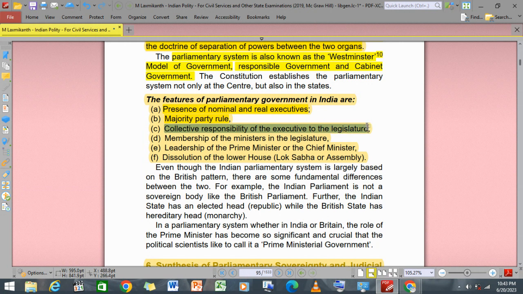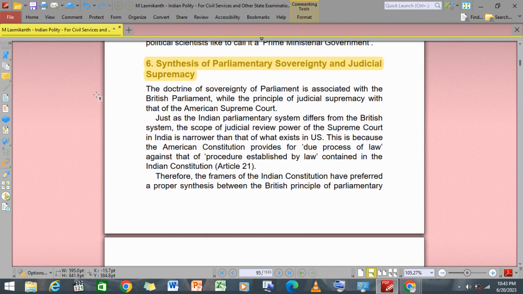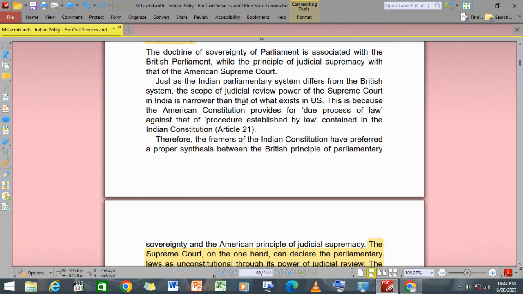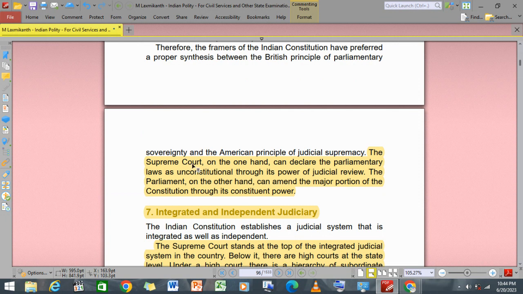That means the executive is responsible to the legislature, with ministers being members of the legislature, leadership of the Prime Minister or the Chief Minister, and dissolution of the lower house, the Lok Sabha or the Assembly. Right? Synthesis of parliamentary sovereignty and judicial supremacy. The Supreme Court, on the other hand, can declare parliamentary laws unconstitutional through its power of judicial review.